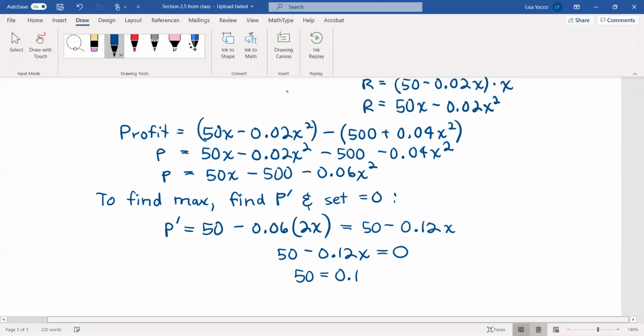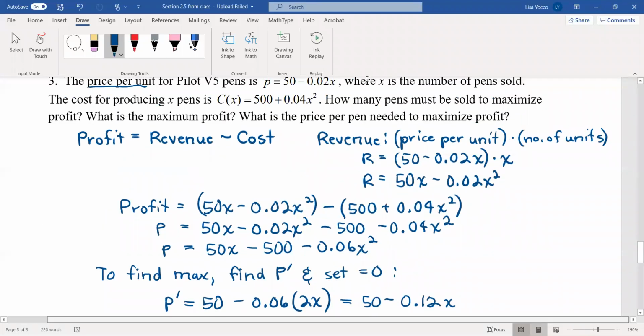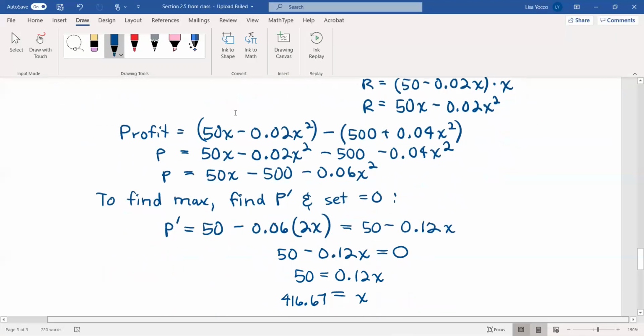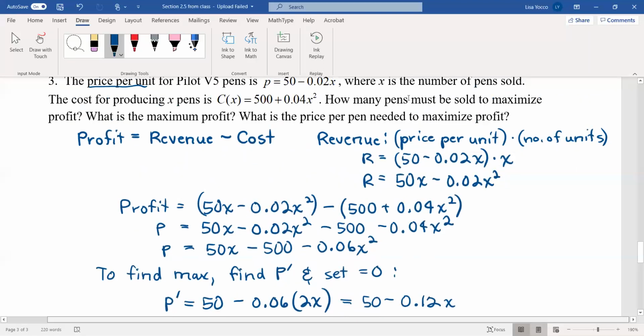I'll add the 0.12x to both sides, and then divide. 50 divided by 0.12 is 416 and 6.6 repeating. Need to get some better problems. So we probably round that to 417. Technically, we'd need to see if it's 416 or 417 that would give the maximum profit.